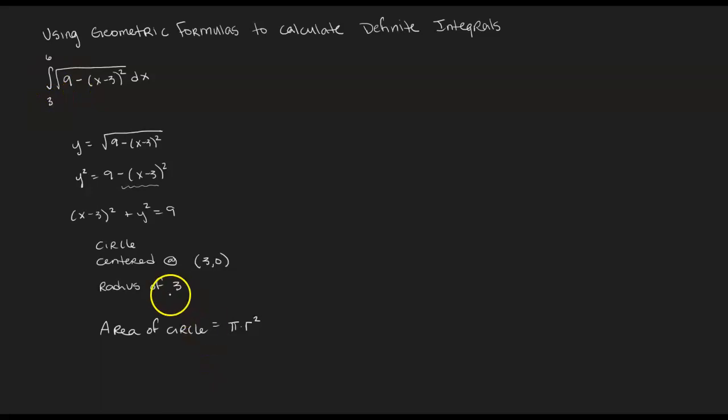Now thinking about the fact that this circle is centered at (3, 0), if we were to try and graph that, then we know the center is right here, and the radius is 3, so the full circle would look something like this. But we're not really considering the full circle. Remember that our function was written in the form of a positive square root, which means we're only considering the top half of the circle. And we know that the center of that circle was at (3, 0).